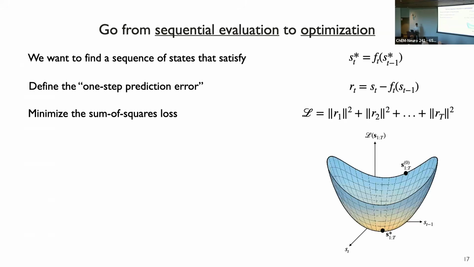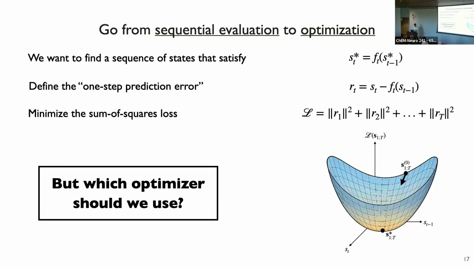If we square them and sum them up, we now have an optimization problem. And now it's very clear what we want to do. We want to start descending on this optimization landscape, and we want to try to get to S star. And once we get to S star, we'll have the true sequential rollout. So this is how we go from sequential evaluation to optimization. But the natural question remains: there are many optimizers out there.